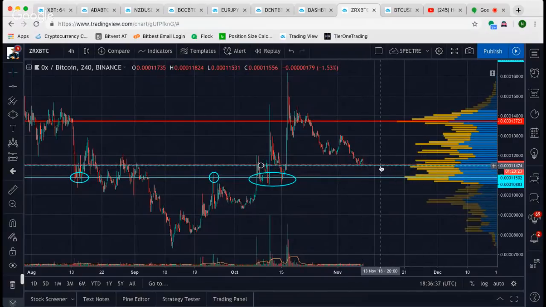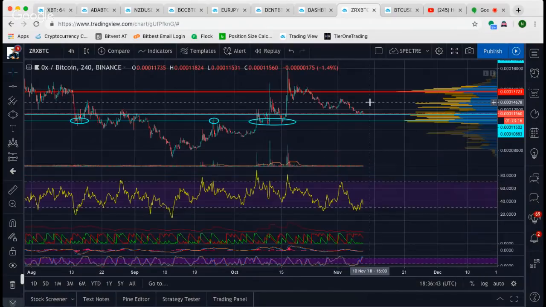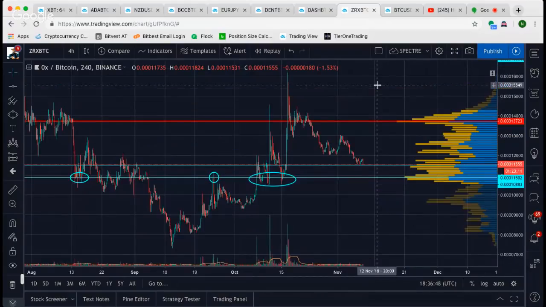There is, according to the volume profile and a couple of minor bounces, action here. But if we were to look at other indicators, we may or may not be able to read that it's going to come up or down from here, right? It's hard to say what it's going to do.